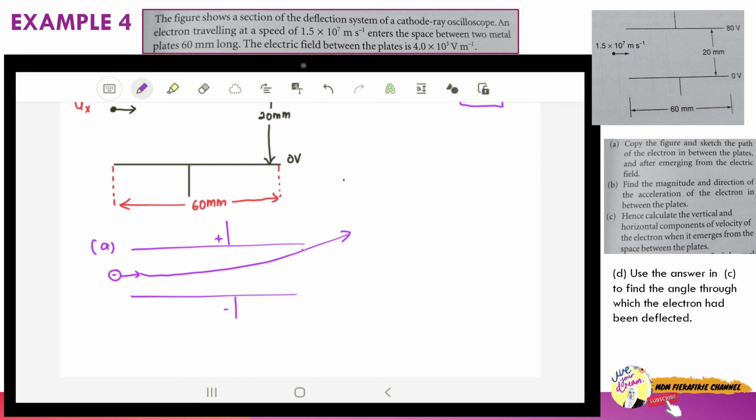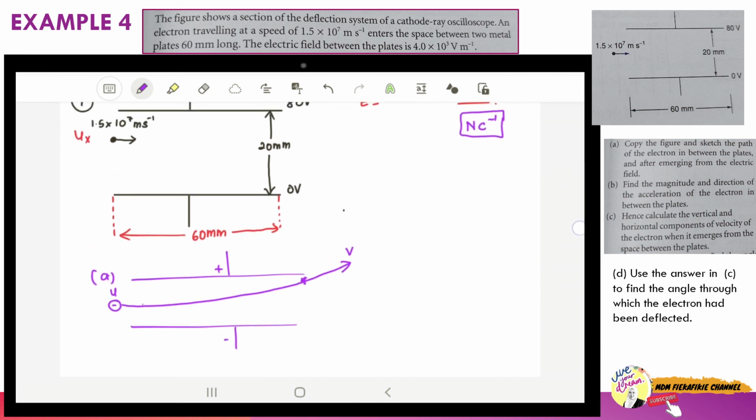When it leaves this plate, we can calculate what is the final velocity here, and here is U. Awak lukislah sikit dia punya deflection tu. Kita try adjust sikit. Kurang lah. Okay, macam tu, dia punya direction. So how about question B?